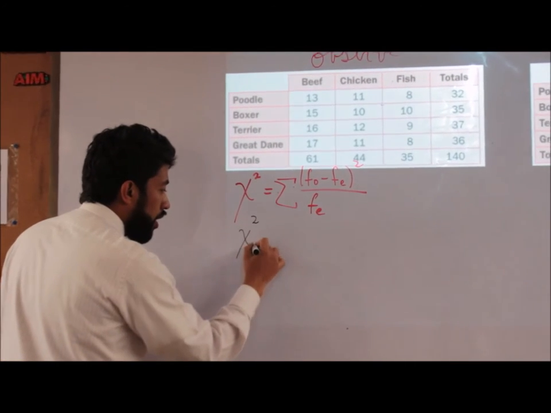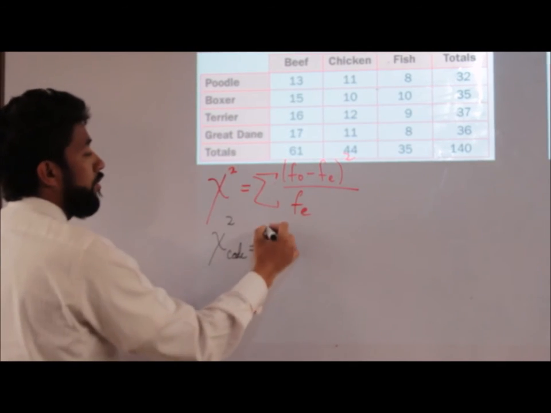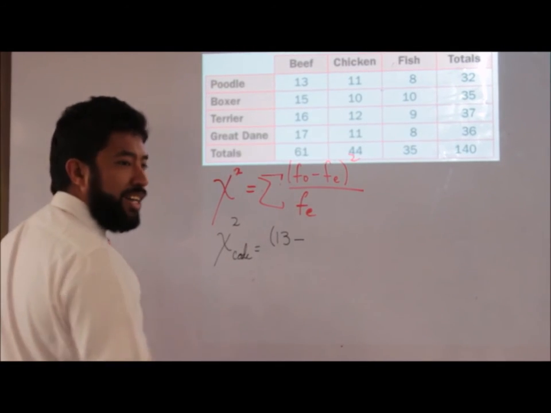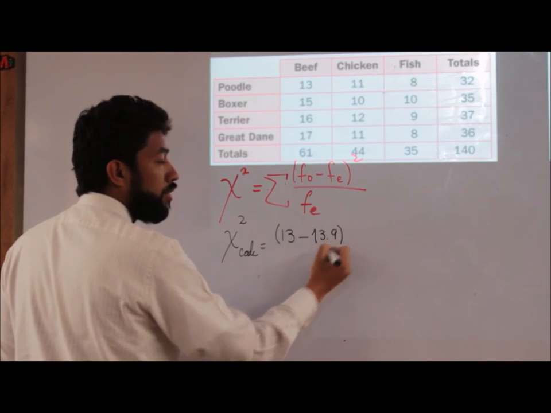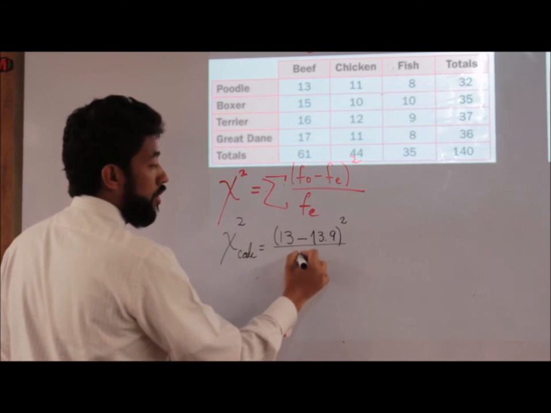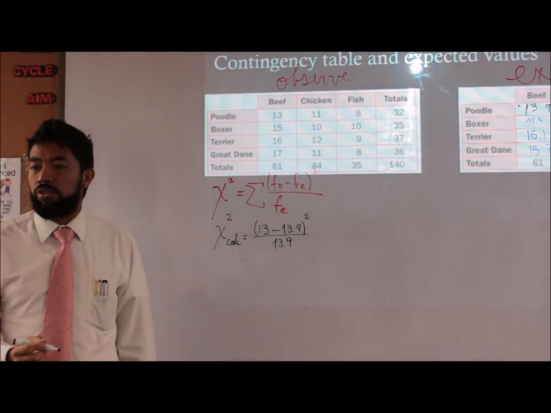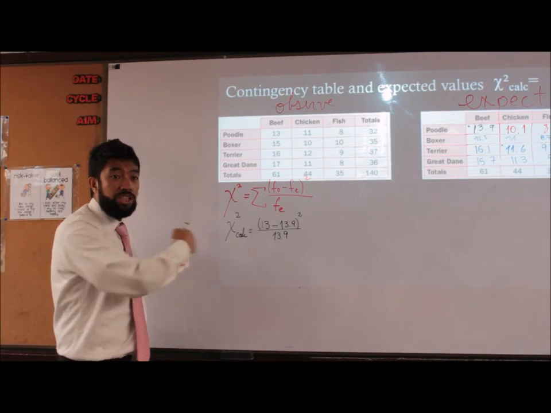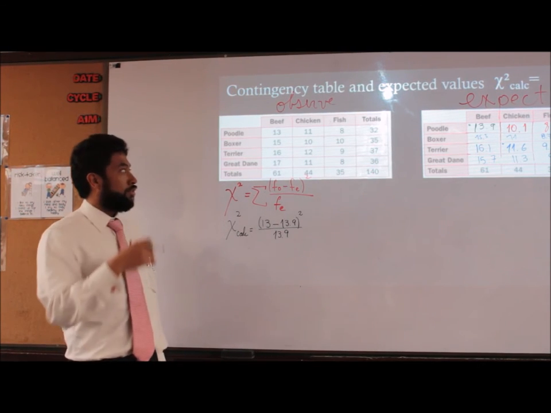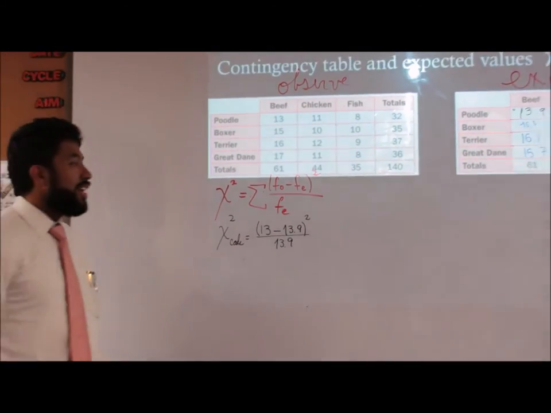Now, let's begin to write the sum. What is the chi squared calculated in this case? First term: 13 observed minus 13.9 expected, raised to the second power, divided by 13.9. That's the first term. How many terms will we have? Tell me. How many terms will the expression have? 12. Yes, you're right, 12.